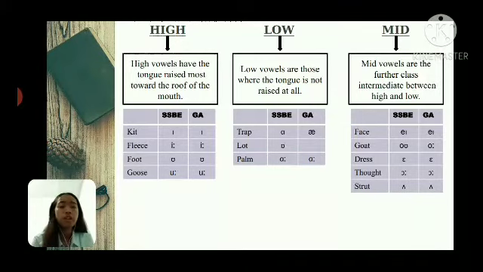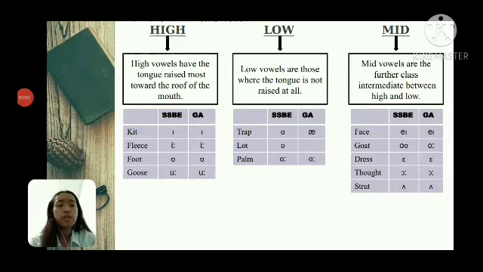Low vowels are those where the tongue is not raised at all, but rather lowered from its resting position. When you produce low vowels, you will be able to feel your mouth opening and your jaw dropping. Like when you say trap, your mouth is opening and your jaw is dropping. The same as lot and palm, even if it's not easy to figure out what your tongue is doing.